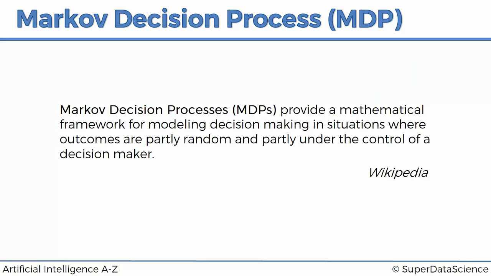And a Markov decision process, or an MDP, or Markov decision processes, provide a mathematical framework for modeling decision-making in situations where outcomes are partly random and partly under control of a decision maker. So it's important to understand that Markov decision processes are a different concept to a Markov process. They're a mathematical framework. But I thought it was important for us to understand what a Markov process is, because it still helps in the understanding of a Markov decision process.